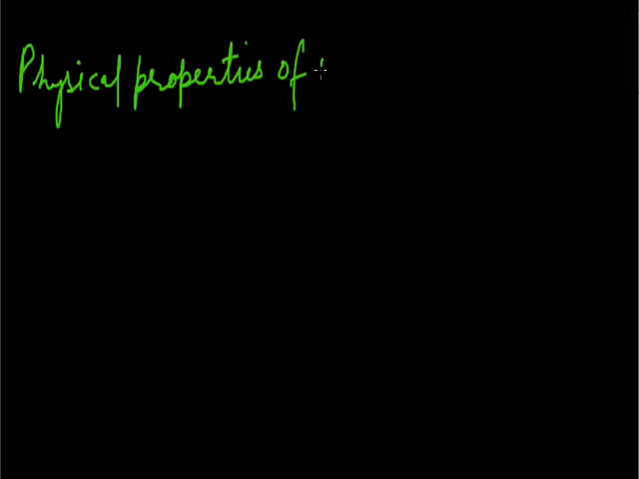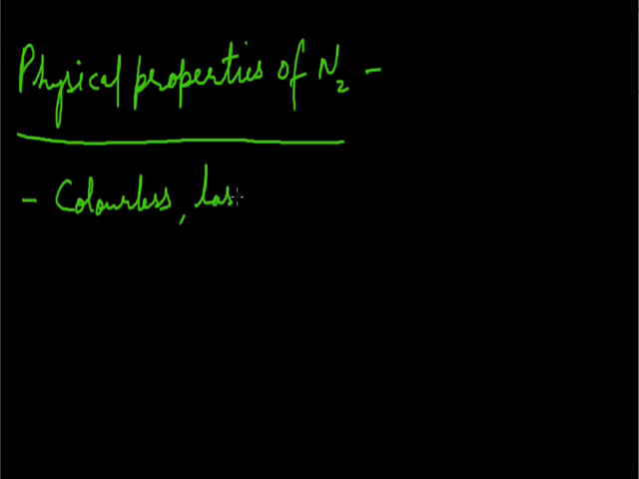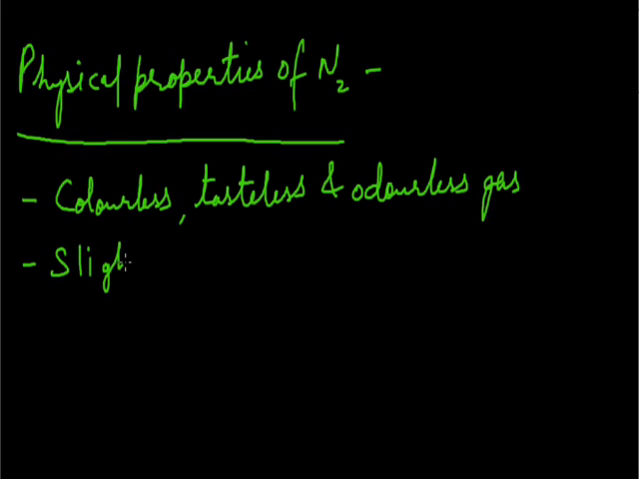Physical properties of nitrogen. Nitrogen is a colorless, tasteless, and odorless gas. It is slightly soluble in water. Its vapor density is 14 and that of air is 14.4, so it is about as heavy as air.